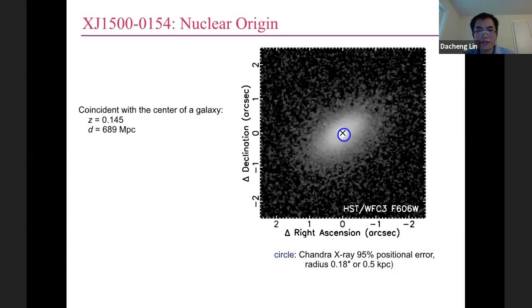This image shows the host galaxy from the Hubble Space Telescope, and the blue circle is the X-ray position uncertainty from Chandra. You can see that the event is from the nuclear region of a galaxy, as you would expect for a typical TDE. But this galaxy is quite special. It is a dwarf star-forming galaxy, not commonly seen in other TDEs.